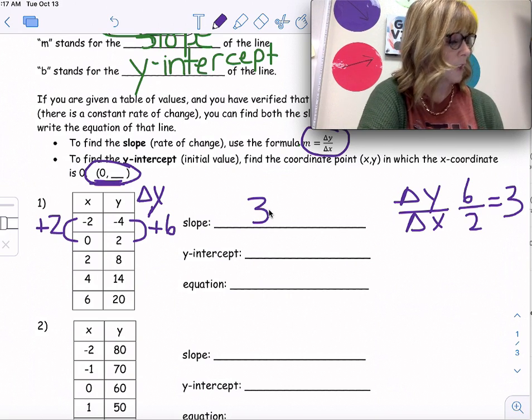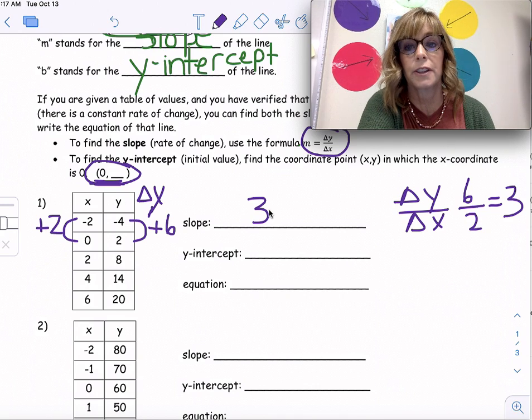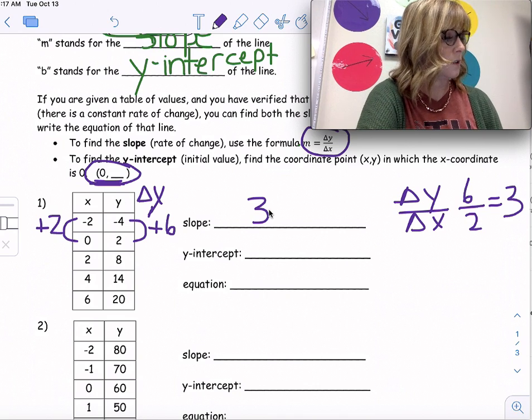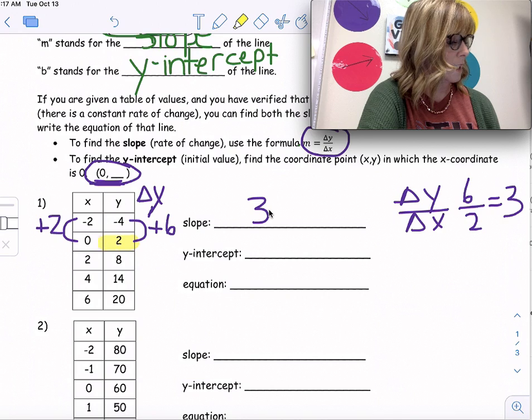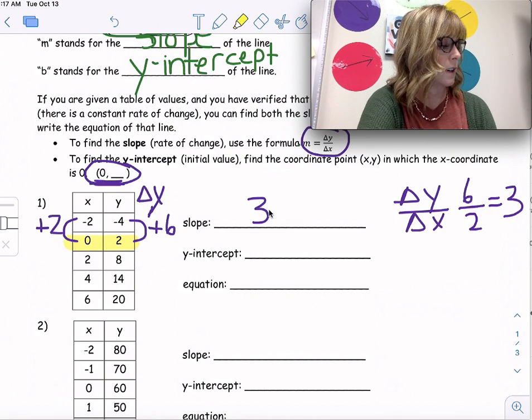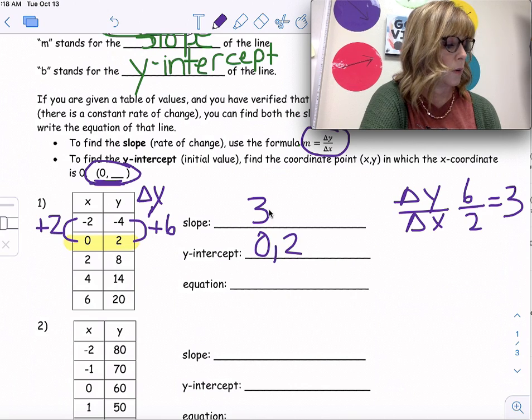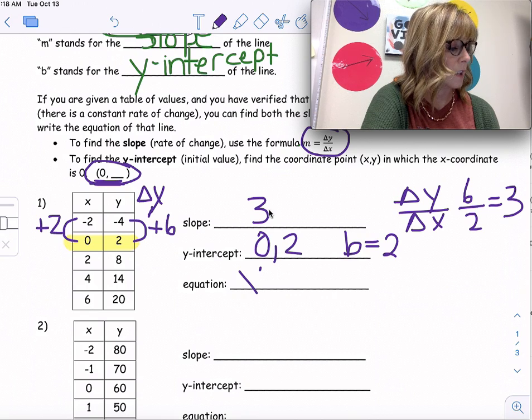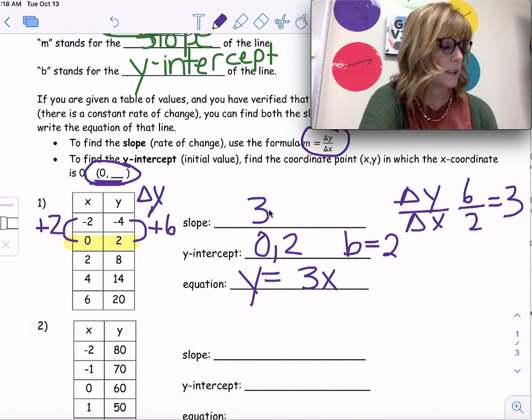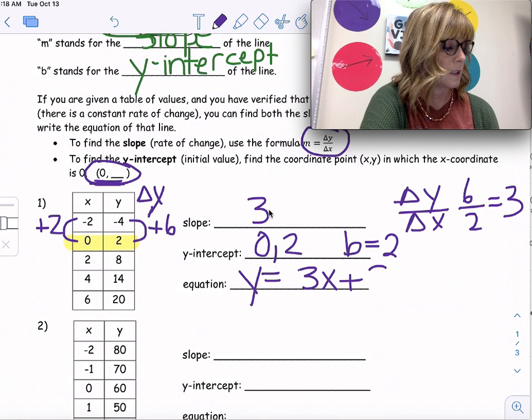And the y-intercept, we're looking for that initial value in the table where x is 0. And you can see right here that x is 0. When x is 0, y is 2. So the y-intercept is (0, 2), or b equals 2. So the equation of the line is y equals 3x, so m is the slope, plus 2.